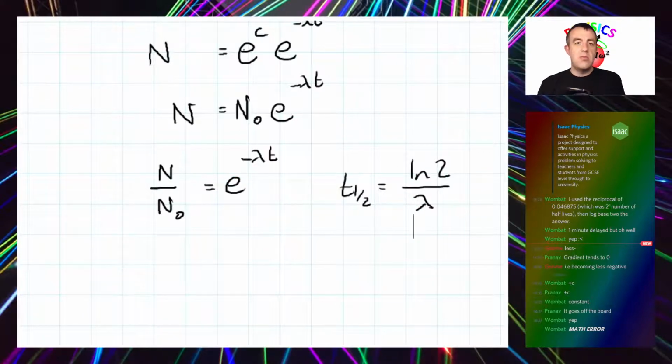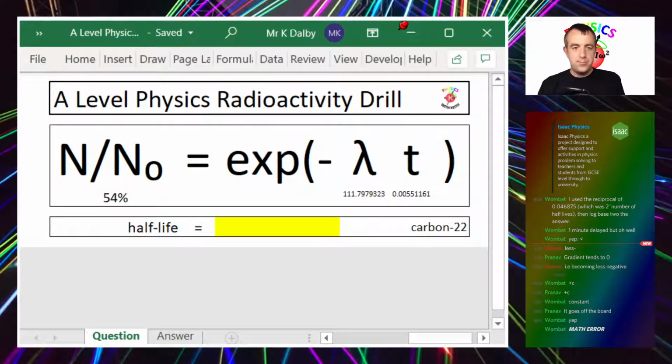So, that was me talking for far too long. Here comes the drill spreadsheet. I said it was rough around the edges. It's not a pretty one. The yellow box is the missing variable. And if I hit F9, it will give me a different question with a different missing variable.